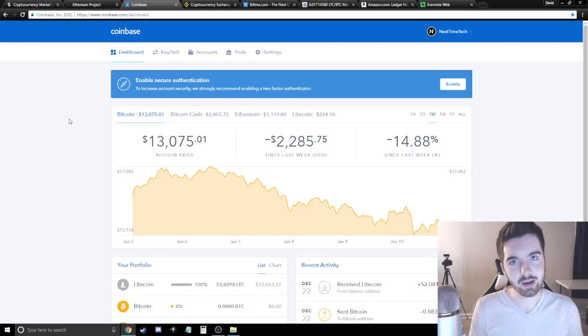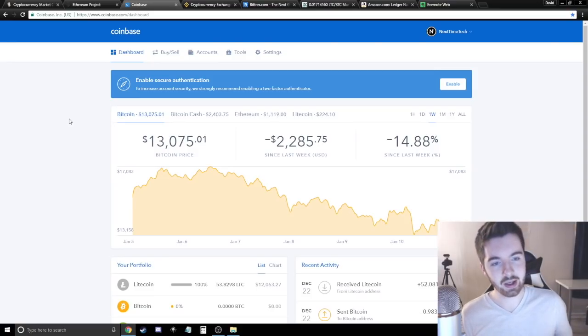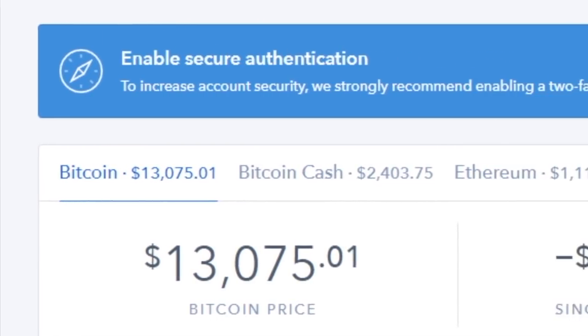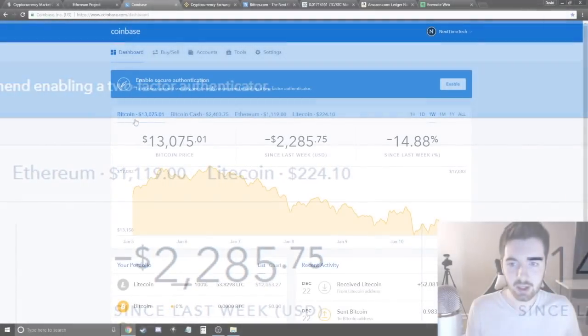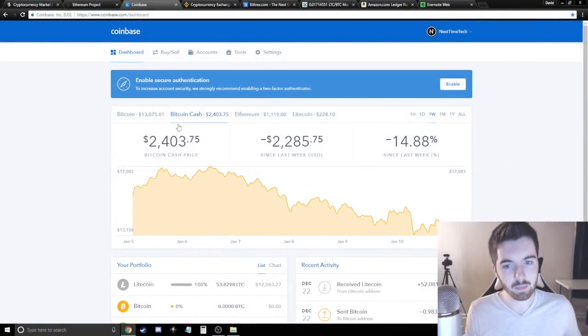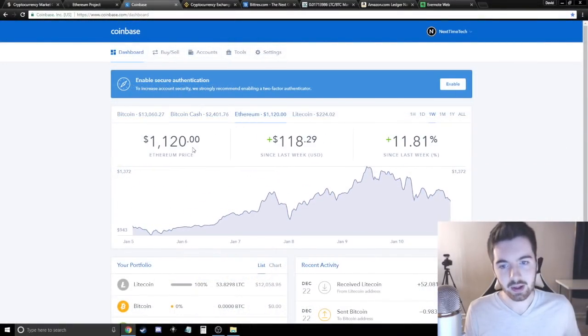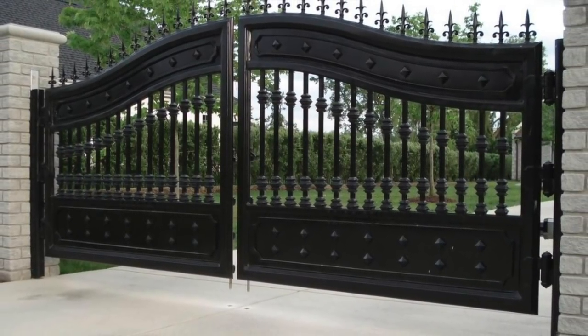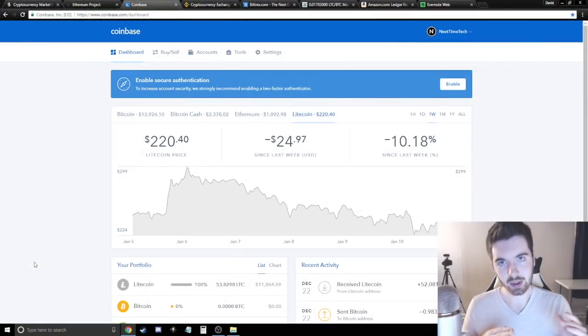So your US dollars from your bank account or debit card can be deposited into this account, and then you can exchange it for one of 4 different cryptocurrencies that they offer. Right now they have Bitcoin, Bitcoin Cash, Ethereum, and Litecoin. So Coinbase is basically your gateway into the cryptocurrency world. So this is where you're going to start.